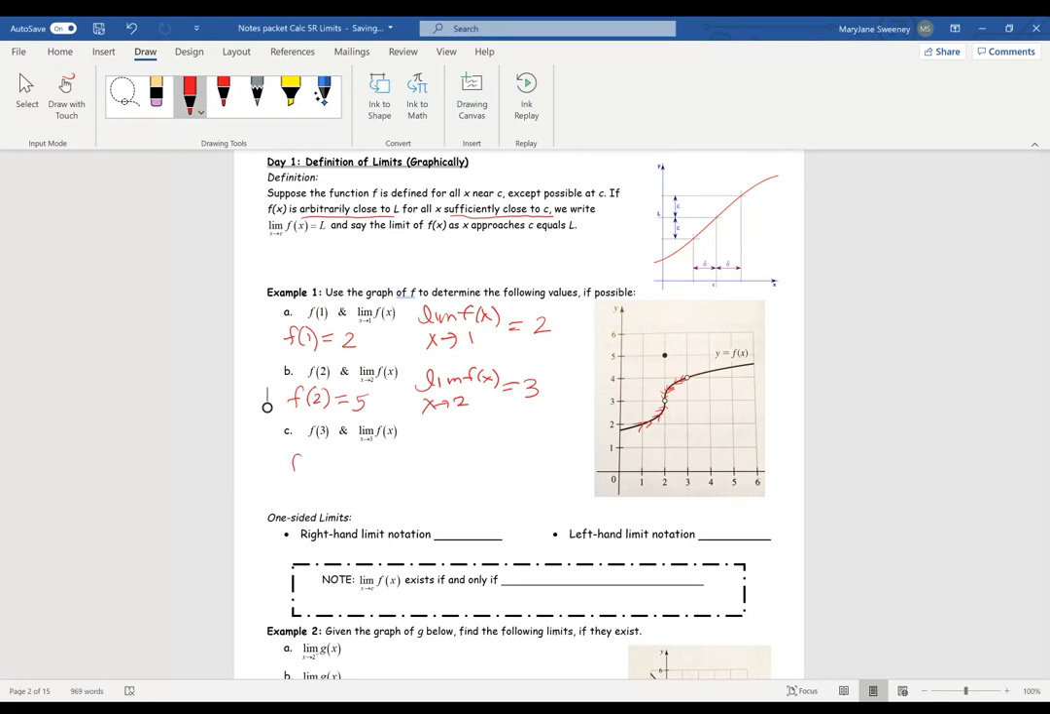For f of 3, that is the exact y value when x is 3, which there is none, right? There's no y value. So that we could say is undefined or does not exist. But the limit of f of x as x approaches 3, well, as I approach 3 from the left, so let's say I'm at 2.9999, I'm approaching 4, and same thing from the right. If I'm at 3.00001, my y's are still approaching 4.